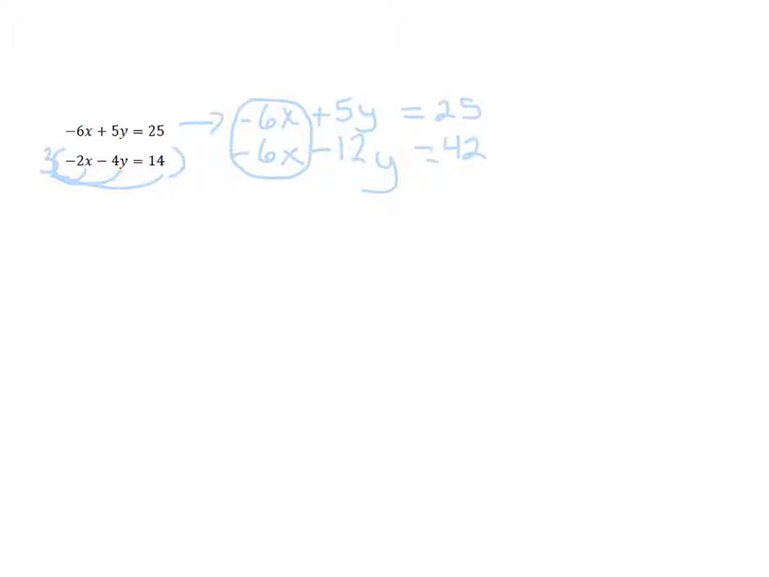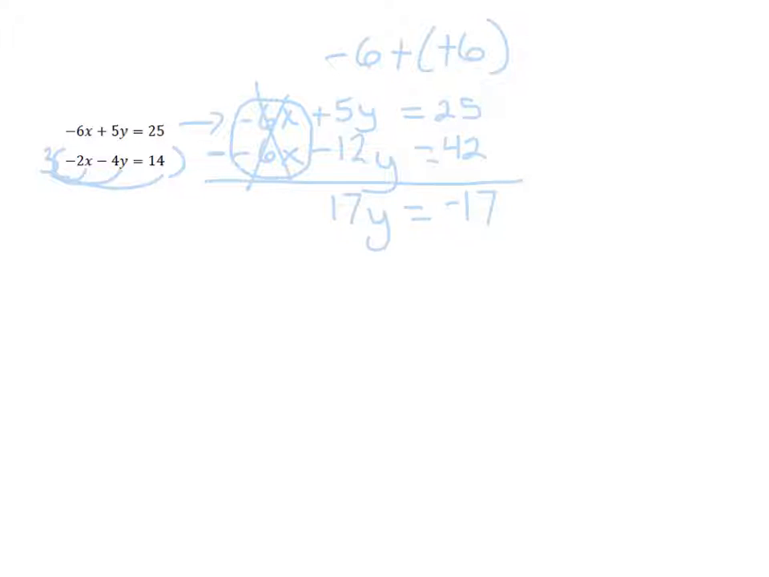Well, if I add them, negative 6 plus negative 6 gives me negative 12. So I actually want to subtract the two equations to make them disappear. Negative 6 minus a negative 6, keep change, gives me 0. So we get 5 minus a negative 12, and you get 17y. Then I get 25 minus 42, and that gives me a negative 17.